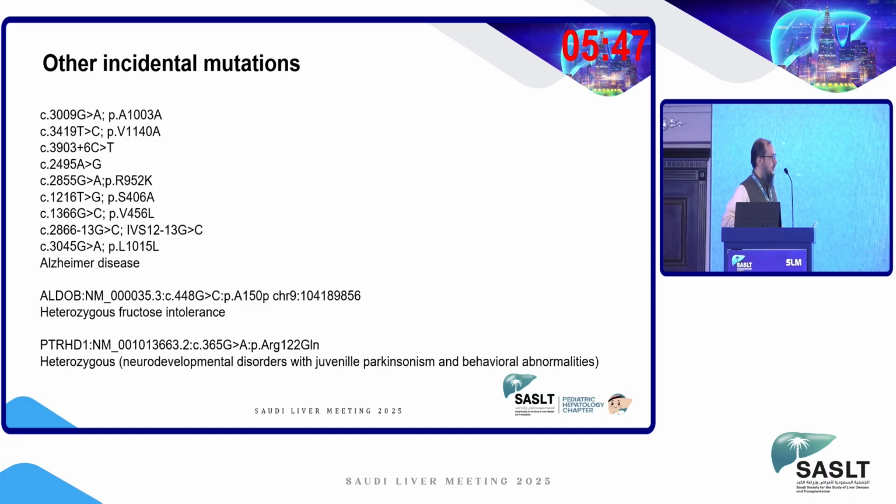Other incidental mutations that we've discovered, the most common mutation that we have found in patients with Wilson disease is the one in association with Alzheimer's disease. We have 2 patients who have the same mutation, but fortunately they are heterozygous for Alzheimer's disease. The other mutation we found in 1 individual was a heterozygous mutation for fructose intolerance, and as I mentioned, the last mutation which is responsible for neurodevelopmental disorders.